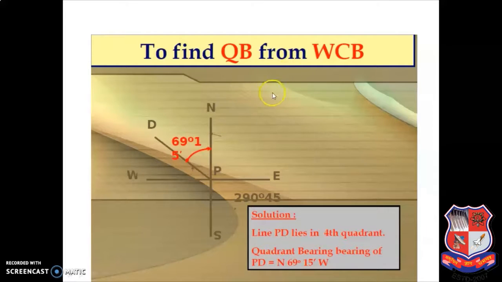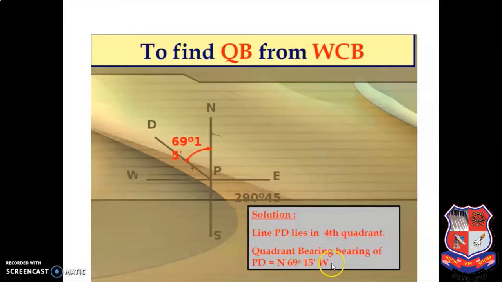So here you have to calculate QB from WCB, and the value given is 290 degree 45 minute. We can see that 290 degree 45 minute lies in the fourth quadrant. So what will be the answer? Line PD lies in the fourth quadrant. The quadrantal bearing of this line PD will be north 69 degree 15 minute west.